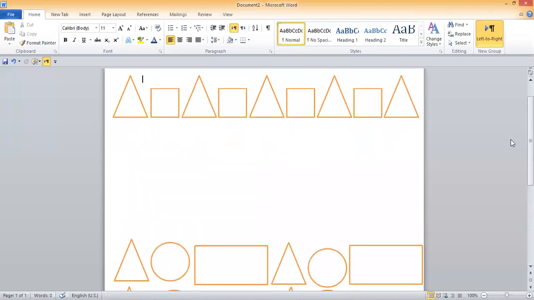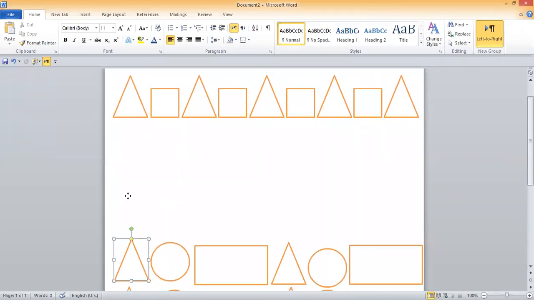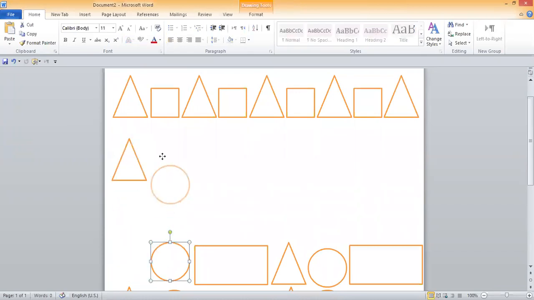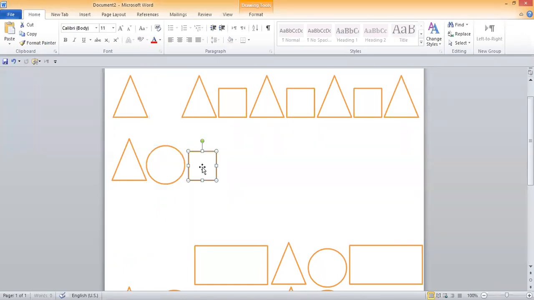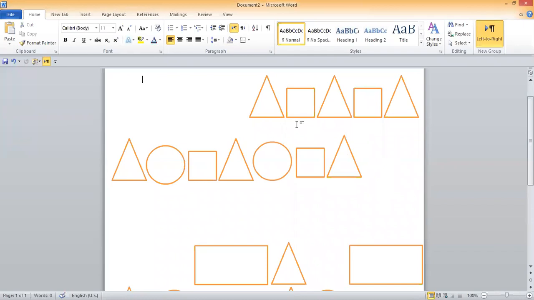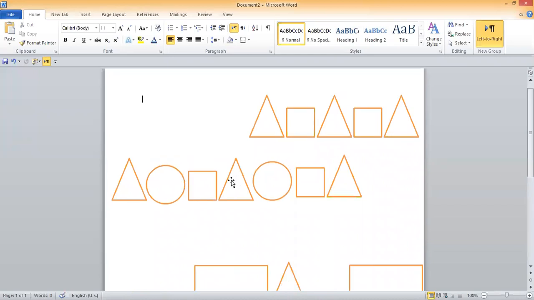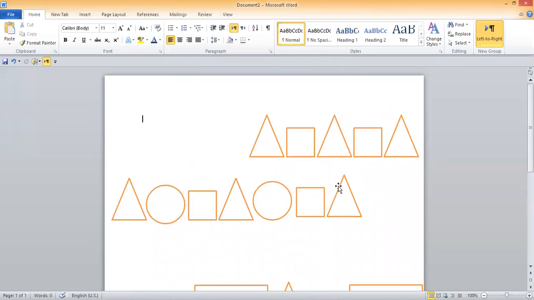Okay. Now we can make a pattern with three shapes also. Triangle, circle, square. Triangle, circle, square. Triangle. Guys, you have to identify this pattern. This is triangle, circle, square, triangle, circle, square, triangle.